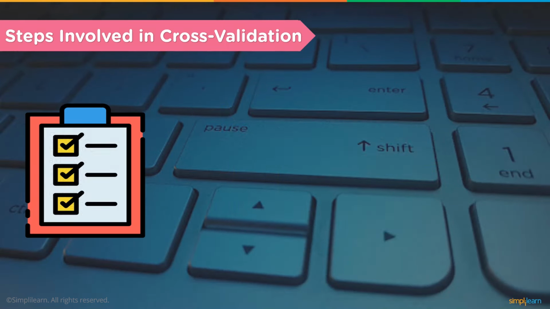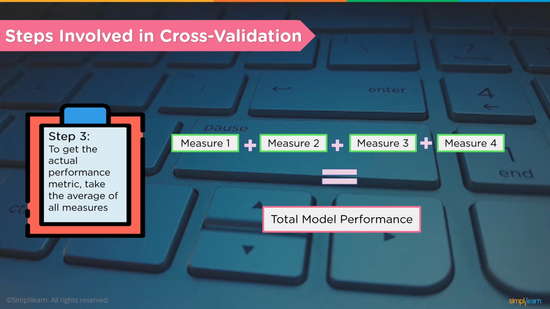And so we have actually created 4 separate models. And then we just take those measurements, 1, 2, 3, 4, we add them together, divide by 4, or however many divisions you use, and you get a total model performance.